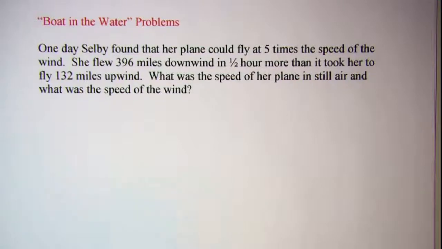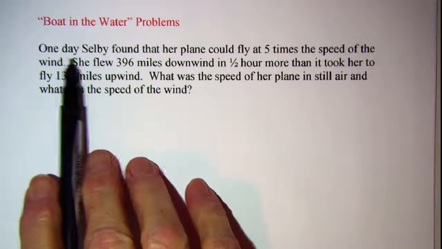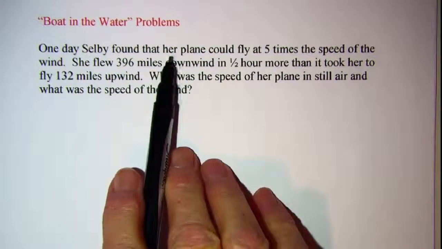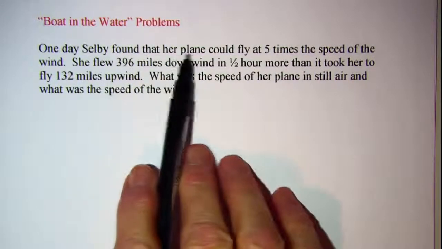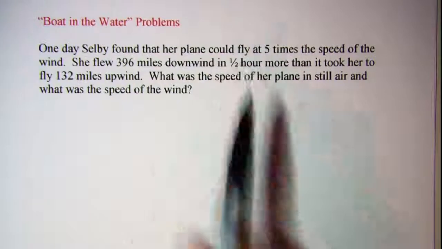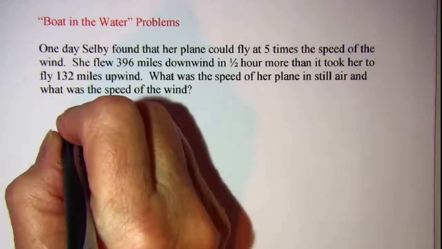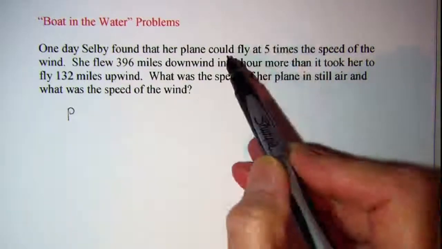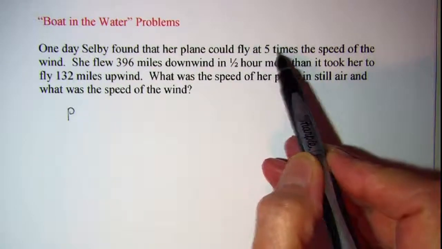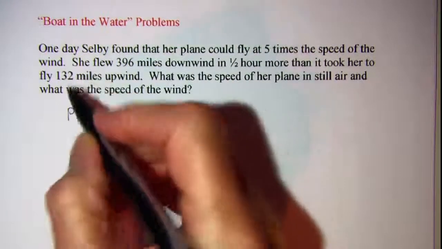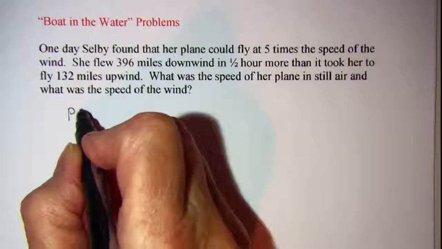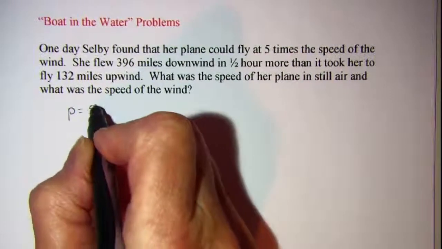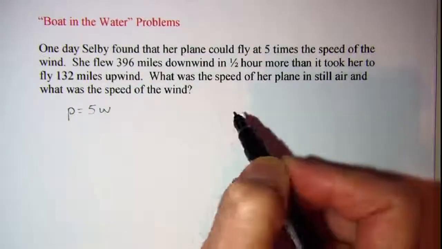Now, the first thing that I would do is take that first sentence and write an equation. She found that her plane, so I'm going to let p be her plane speed in still air, could fly at 5 times the speed of the wind. So her plane speed was 5 times the speed of the wind.